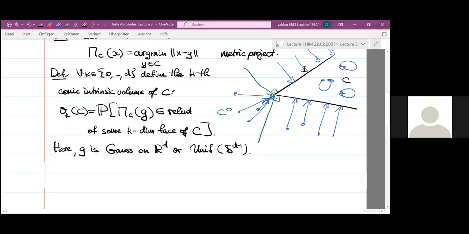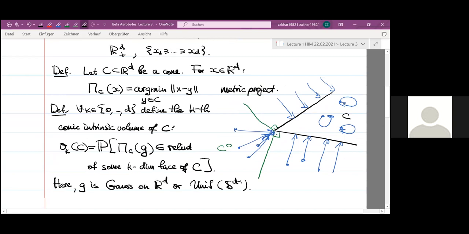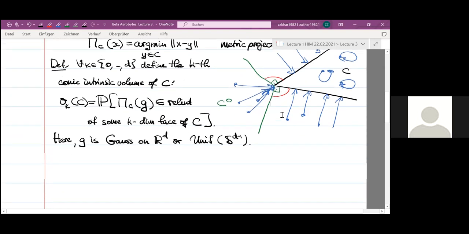For example, in this case, for this cone C, the first intrinsic volume V1 is going to be 1/2, because we have here together 180 degrees. So these two angles together give 180 degrees. And the probability that a random direction is here is 1/2.